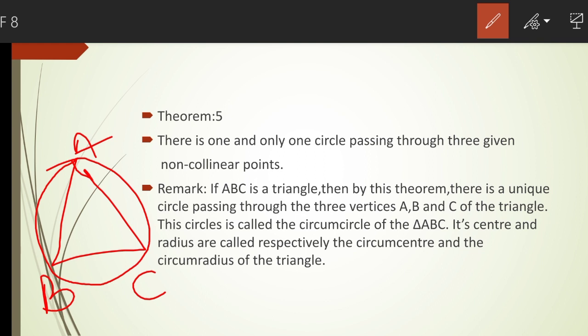Now, the center of such a circle is known as the circumcenter. The center is called O, and OB or OC or OA are the radius, and it is called the circumradius. Such a circle is called a circumcircle. That means when a circle covers a triangle, it is called a circumcircle, and the corresponding center is called the circumcenter, and its corresponding radius is called the circumradius.